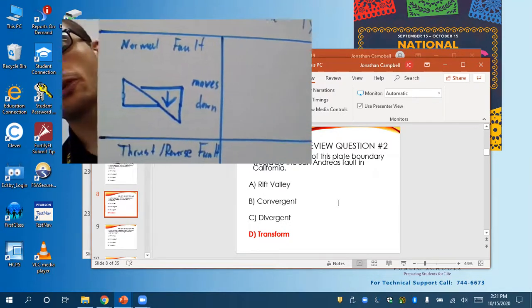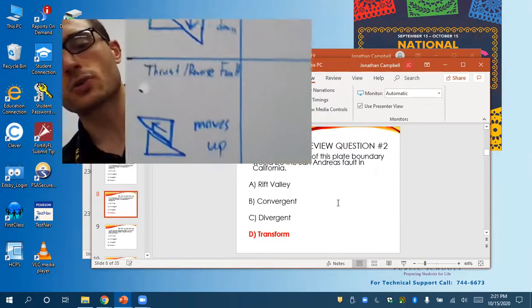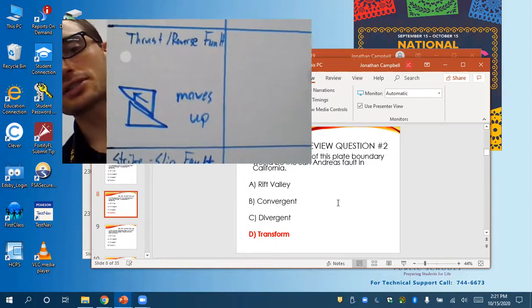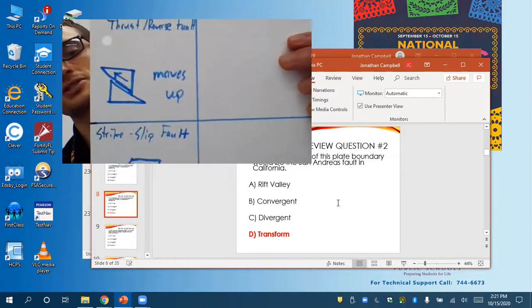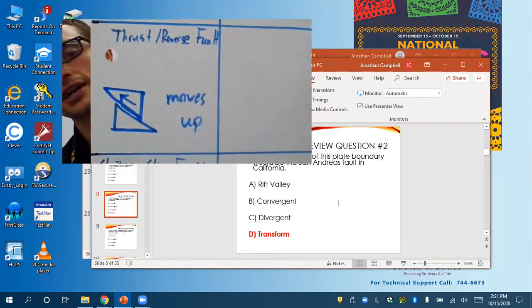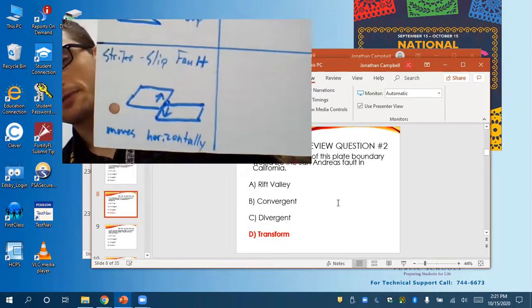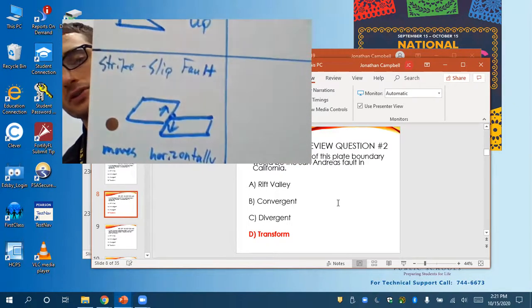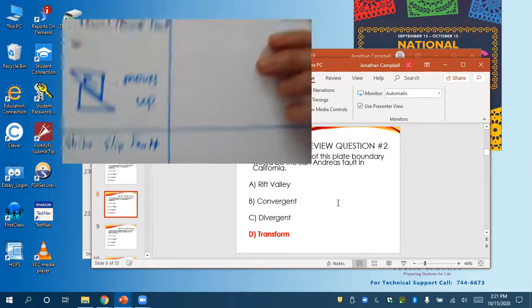Again, normal fault. Pause video as you see fit. Again, have the information on the right. Our next one is going to be thrust/reverse fault. And you're going to show one plate moving up. It's just the opposite. Okay, so thrust/reverse fault. That is our second one. And our third one is going to be strike-slip fault. Plates moving horizontally. Again, the word at the bottom says move horizontally. Go ahead, pause video as you see fit.